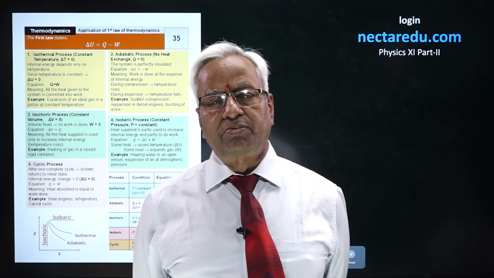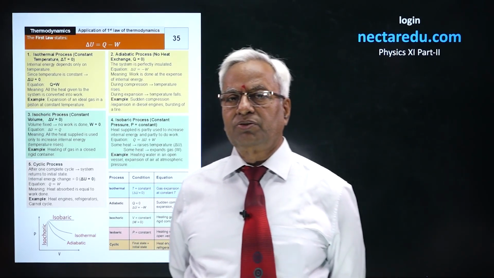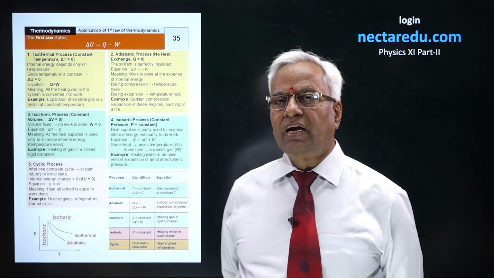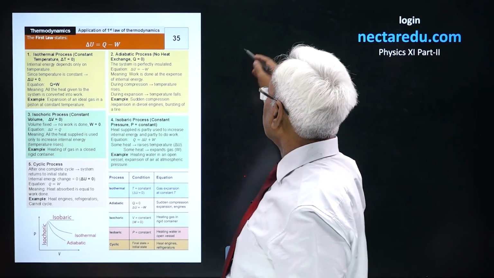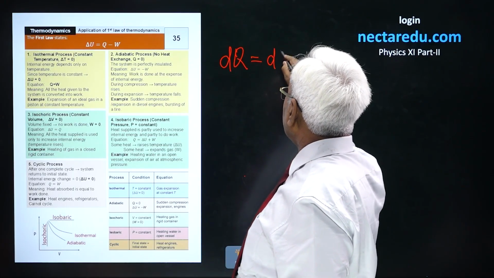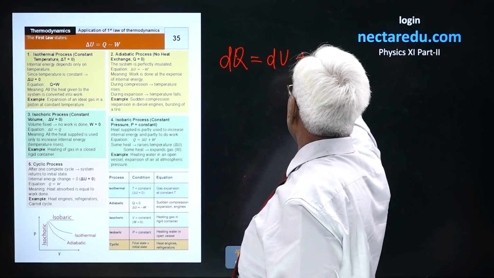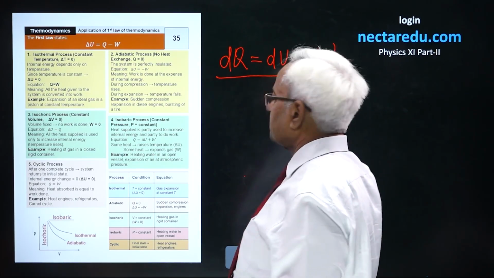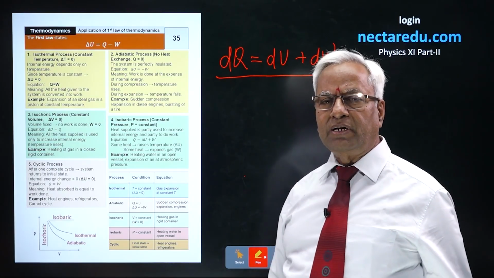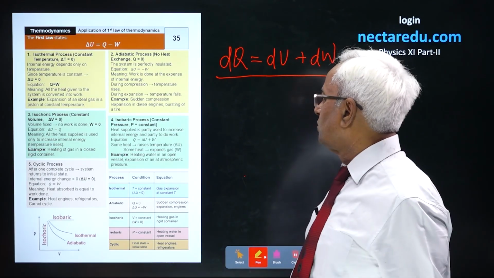Application of first law of thermodynamics. This law is another form of conservation of energy. And while writing or using mathematically this law, which has three terms, we have to be careful that all three terms must have the same unit of energy. Might be calorie, might be joule, might be erg. That depends on your choice.